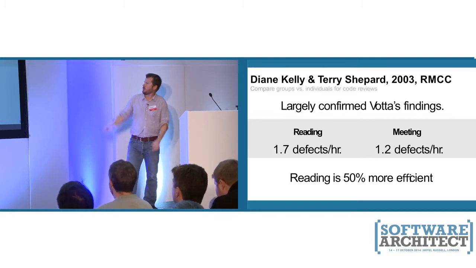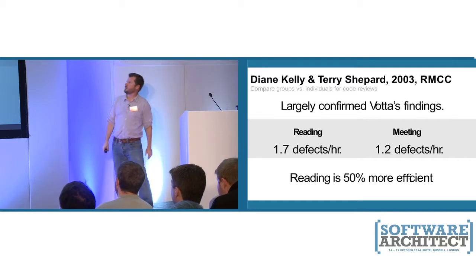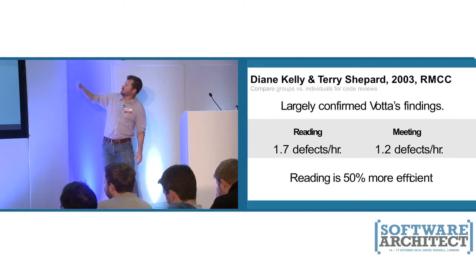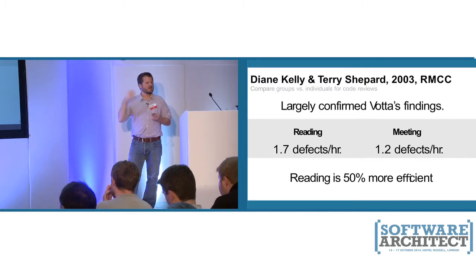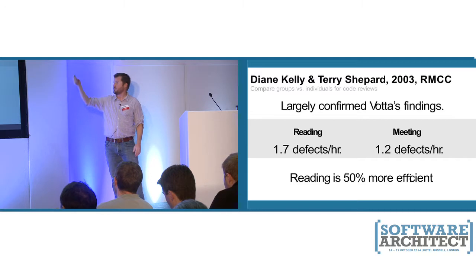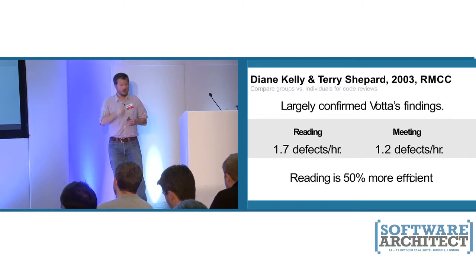Further research by Kelly and Shepard at the Royal Military College of Canada, I think, wanted to look at groups versus individuals for code reviews, and their line of research basically found the same things as Votta found: 1.7 defects per hour reading versus 1.2 defects per hour in a meeting. So reading is, in some sense, 50% more efficient, which is similar to what Votta had found.